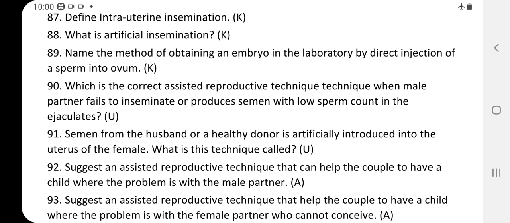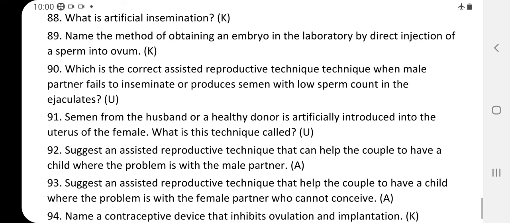91. Semen from the husband or a healthy donor is artificially introduced into the uterus of the female. What is this technique called? The technique is called artificial insemination.